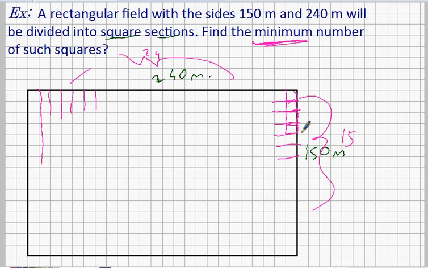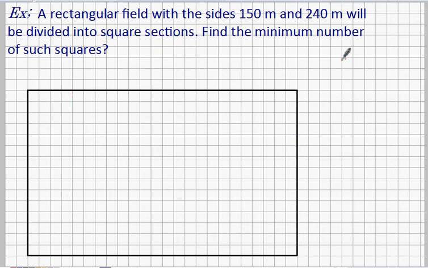We can make 15 by 15 perhaps, or 20 by 20, or 30 by 30, or 40 by 40. We need to make this number 10 as large as possible so we can get a smaller number of squares. That's why we try to find the greatest common factor of 150 and 240.